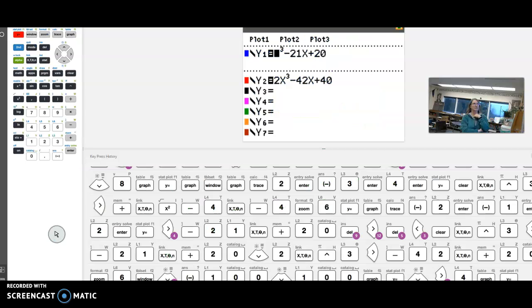So in y1 I have x cubed minus 21x plus 20, which is what we got after we divided by 2. But just to show that you'll have the same zeros, with the original, which was 2x cubed minus 42x plus 40, I'm going to graph that in y2. So the blue graph is what we ended up using for synthetic division. The red graph is the original.